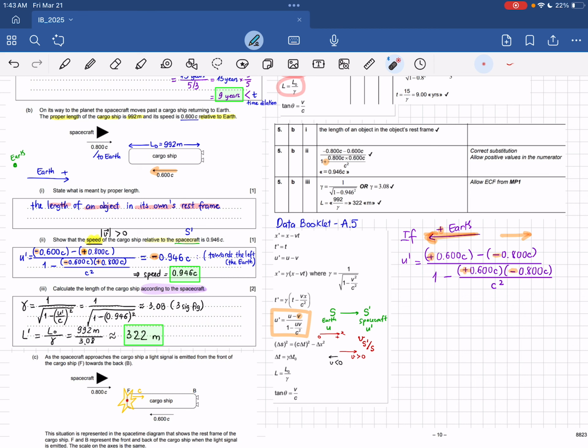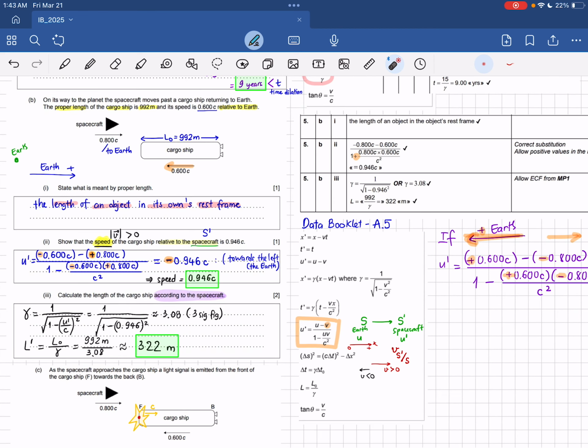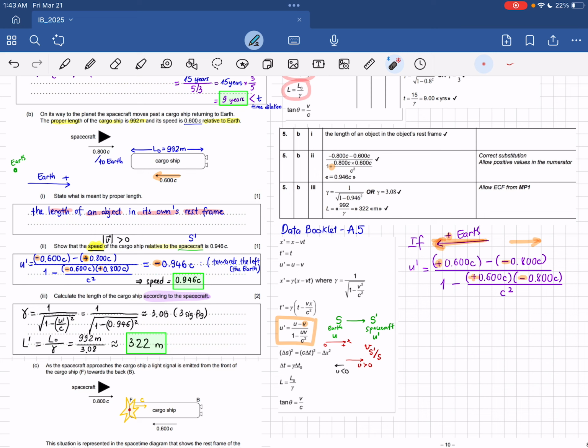Okay, so I hope it's clear to you that the key thing to remember is that the v in this equation should be how the second system is moving relative to the original system. Okay, that's the key thing to remember. And also the speed is the magnitude, so it's always positive.